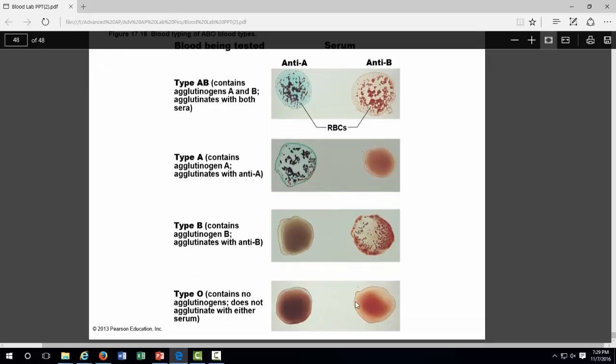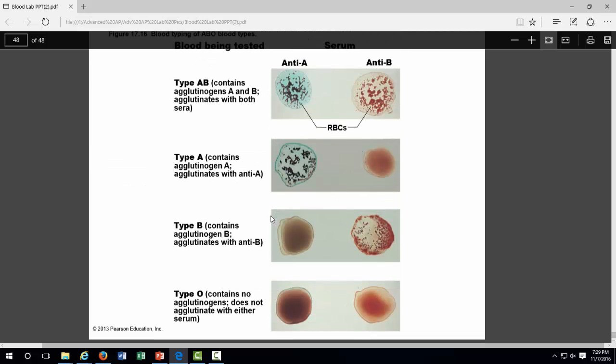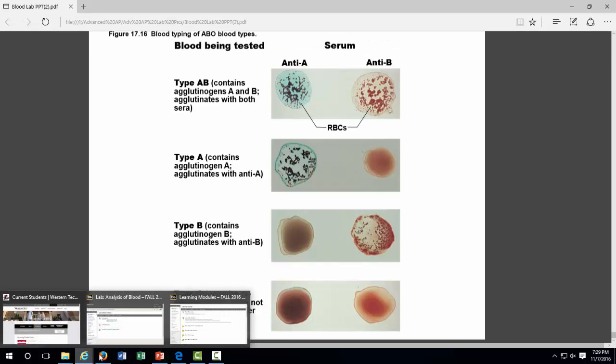And that's what we see. Does type O clump with either? Nope. Type B clumps with A. Type A, what, did I say that wrong? No, sorry. Type B clumps with B. Type A clumps with A. All right, so questions on that? Then let's go to our worksheet and go through the answers on there.